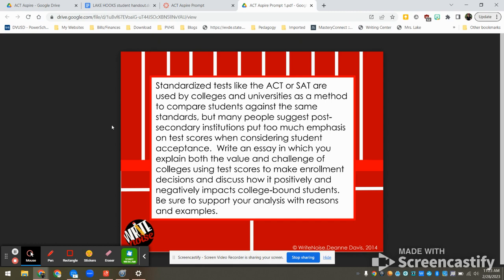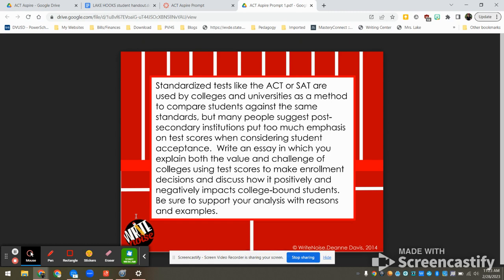So here's the question. Standardized tests like the ACT or SAT are used by colleges and universities as a method to compare students against the same standards, but many people suggest post-secondary institutions put too much emphasis on test scores when considering student acceptance. Write an essay in which you explain both the value and challenge of colleges using test scores to make enrollment decisions and discuss how it positively and negatively impacts college-bound students. Be sure to support your analysis with reasons and examples.